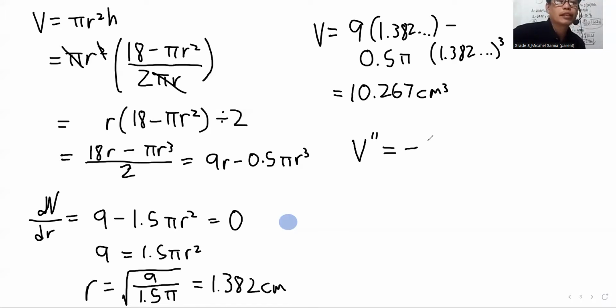So that is a negative value, 3 pi multiplied by... Okay, don't change R anymore. We're sure that it is a maximum value since the second derivative is a negative value. Okay, so we have the same answer. It is 10.267. You also proved that it's a maximum value since the second derivative is negative, less than 0. So that's problem number 2.